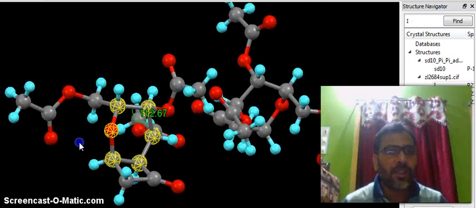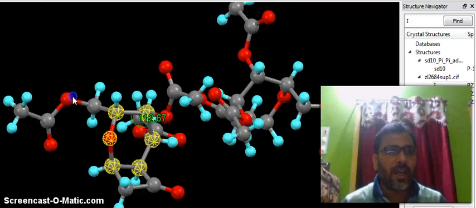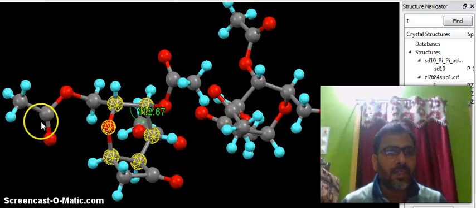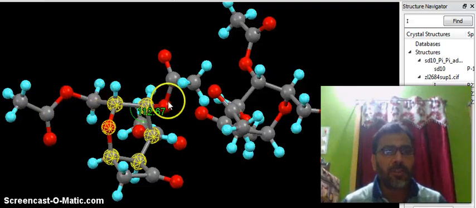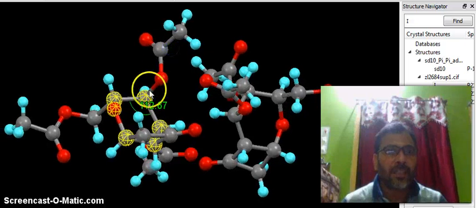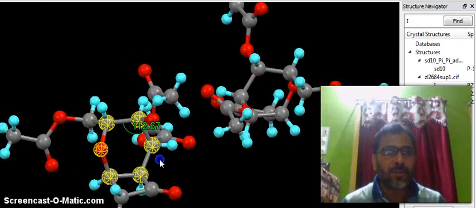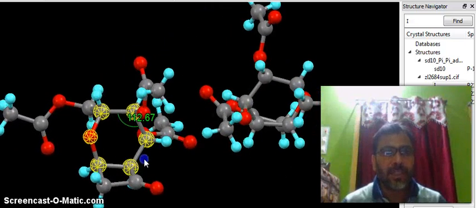Now you see this substitution is CH2, and then this is the acid. You know the acetic acid, CH3, C double bond O. This hydrogen is replaced by this group. Now you see the difference here. This hydrogen is directly replaced by this, which is also acetic acid. So two places have acetic acid.